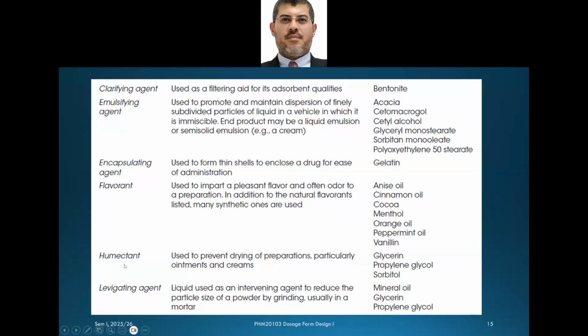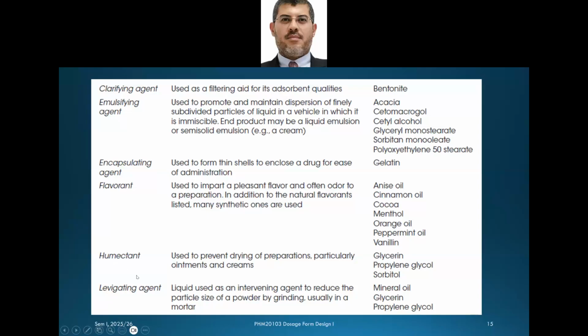A humectant is a material that will keep the moisture. They are used to prevent drying of the preparation, particularly ointments and creams. Especially creams, I don't want them to dry, or ointments, upon storage. So in the matrix, I can add some humectants like glycerin, propylene glycol, and sorbitol, and they will keep the moisture so the cream will not dry up upon storage.